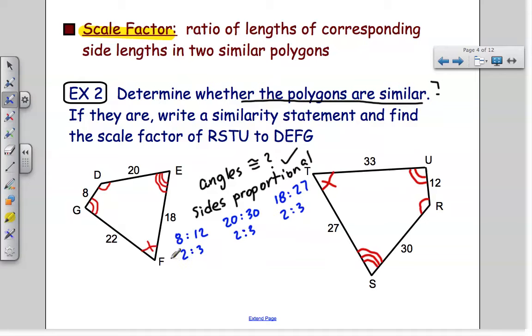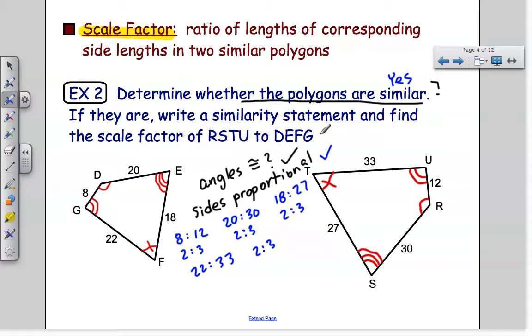One more to check. 22 compares to, the last one I didn't use here, is 33. Divide by 11, and you get 2 to 3. Are the sides proportional? Yes. Are they similar? Yes. Because they met the two criteria: the angles are congruent, the sides are proportional.